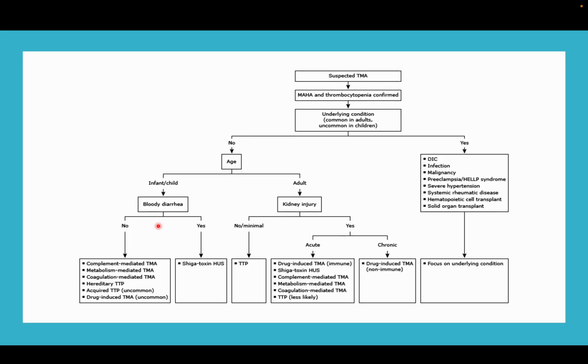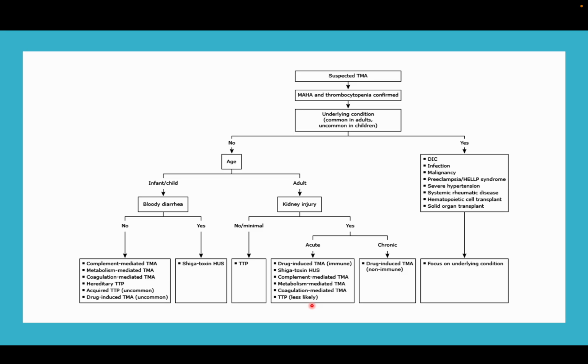So this is microangiopathic hemolytic anemia. Based on the age, if there is an infant or child with bloody diarrhea, you should always look for Shiga toxin dysentery or classical typical HUS. Otherwise congenital TTP or congenital HUS is a possibility, where TTP will have neurological manifestations, whereas HUS will have more renal manifestations. If the patient has bloody diarrhea, Shiga toxin HUS is always possible. If the patient is an adult and kidney injury is minimal, it is TTP. If acute kidney injury is present, it is drug induced, Shiga toxin related HUS, or complement mediated HUS.